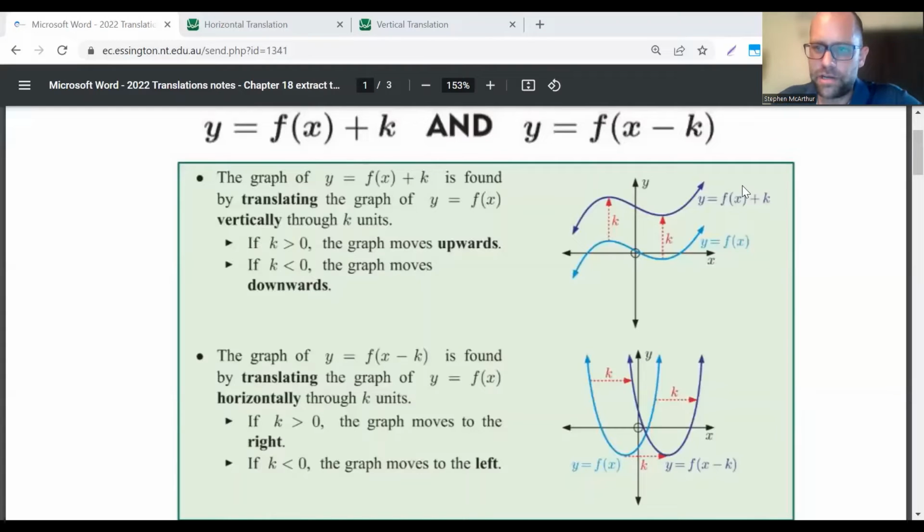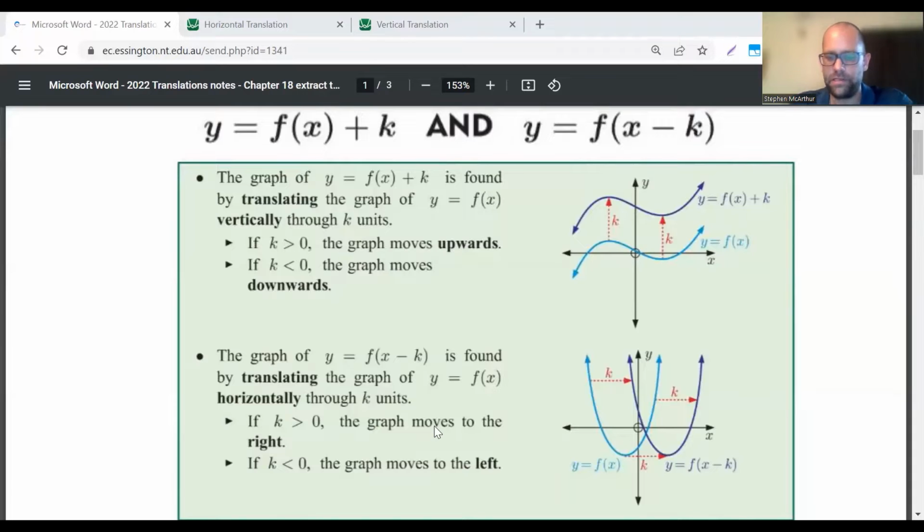Hi everyone, I'm just going to show you how to do a horizontal translation, same as the vertical translation. We're just going to follow this rule here. So we've got our chapter 18 extract, and the relevant rule is y is equal to f of x minus k. Now the minus k is in brackets, and the minus is part of the rule that we need to follow. So we're just going to follow along with this. Look at the picture and make sure we can do the algebra that connects to that.